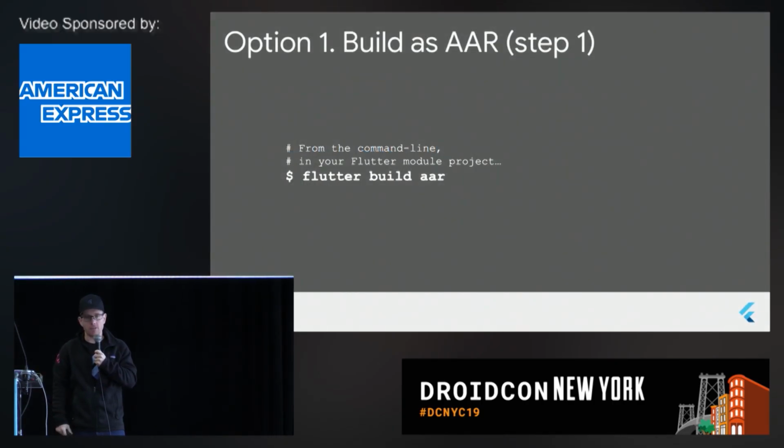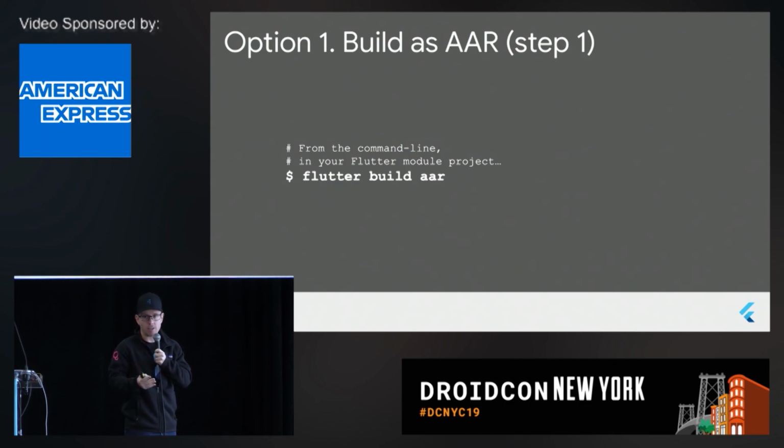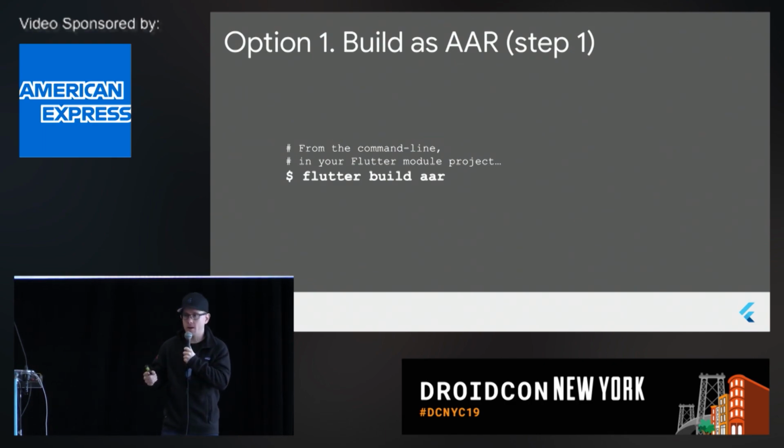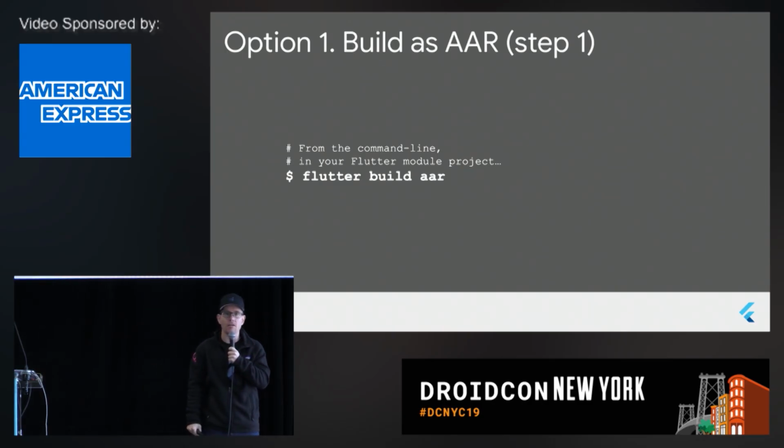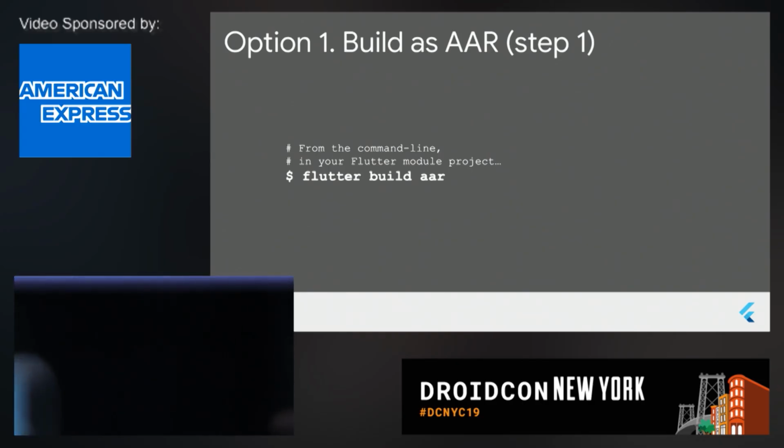So let's say you want to consume an Android archive. You'll go into your Flutter module project, open a terminal, and you'll run flutter build AAR. Now this will soon be available in the IDE. We'll have a pretty little button that you can press and it will build that AAR. But for now you'll have to run this from the command line, and this will output an Android archive within your build directory in your Flutter module project.